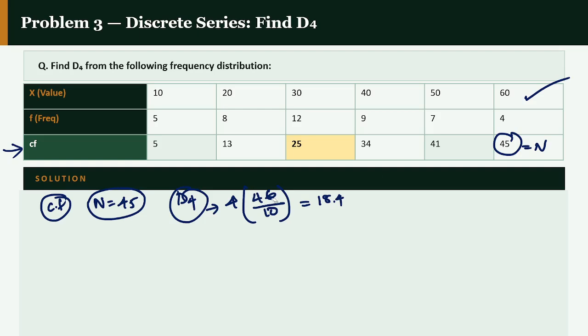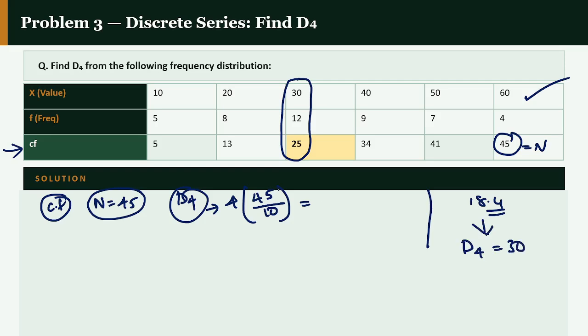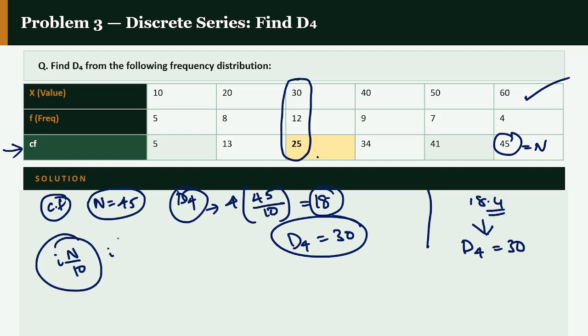Or else for discrete series, you can simply take 4 into n by 10. Let's do both ways. For now, we got 18.4. If you observe here, this is our decile class, and if you take 18.4, your D4 is 30. And if you take just n by 10, then how much is this? 4 into 45 by 10 is 18. Now 18 falls here, and in this case also your decile value is 30. So taking n by 10 or else n plus 1 by 10, it will give the same value.